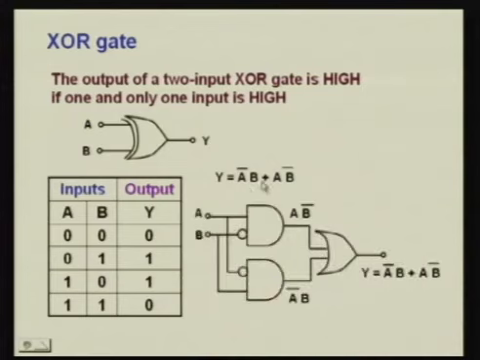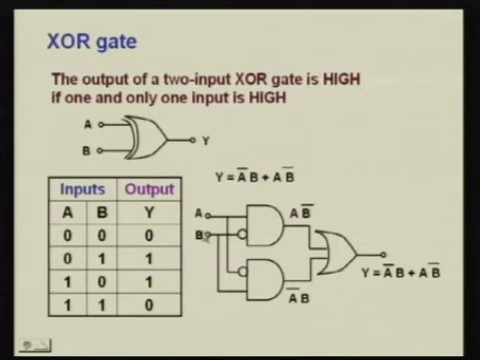So now how can we realize this Y, the output of the XOR gate, the exclusive OR gate, using AND gates and OR gates? As I told, AND and OR gates are basically the basic building blocks.